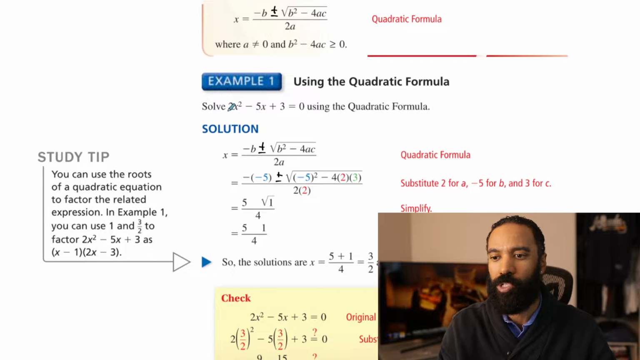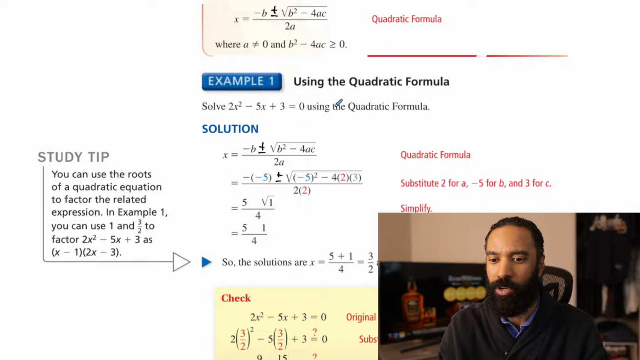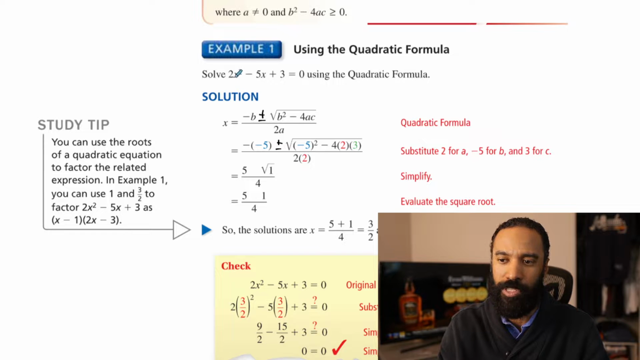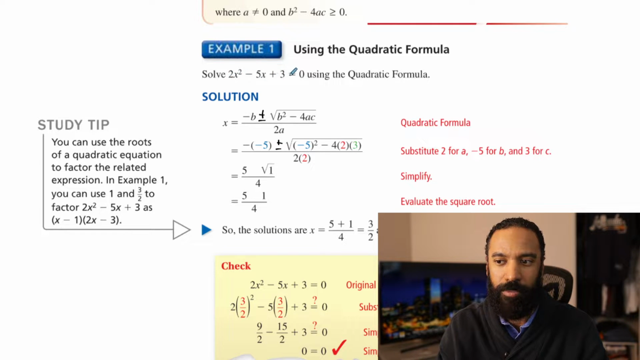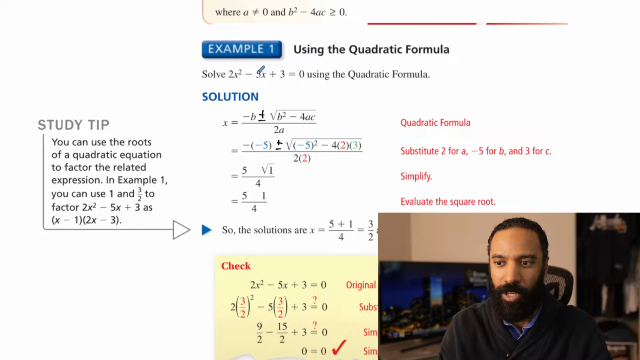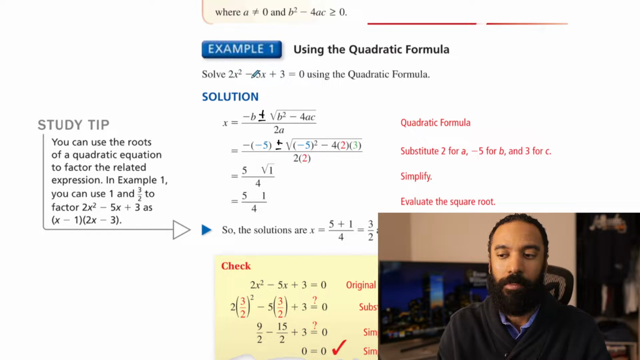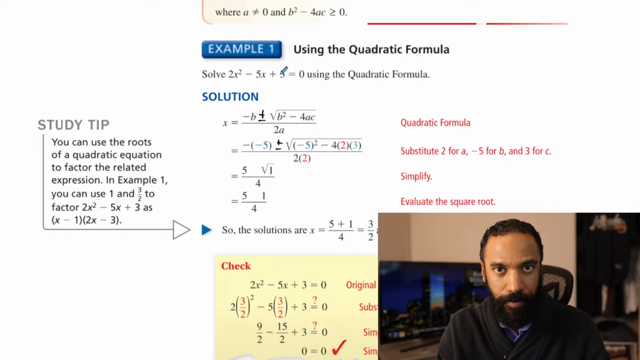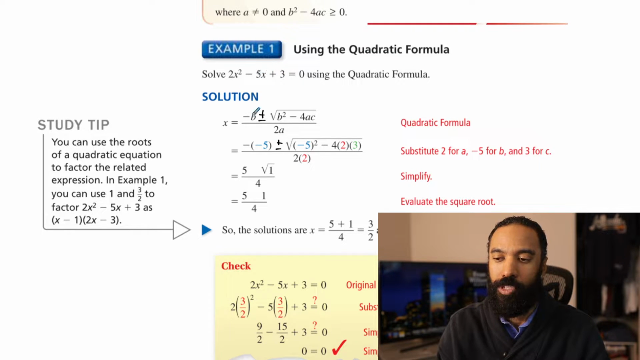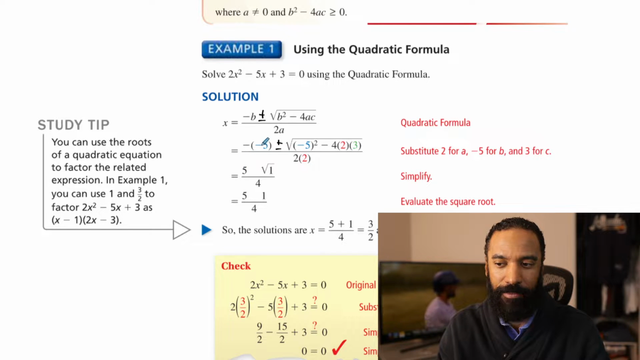So we're going to solve 2x squared minus 5x plus 3 equals 0 using the quadratic formula. If you notice, this is an equation in standard form set equal to 0. So when we do the substitution, take a look. A is 2, B is negative 5, and C is 3 when you're in that form. So we're going to do negative b. That's the opposite of negative 5, which becomes 5, right?